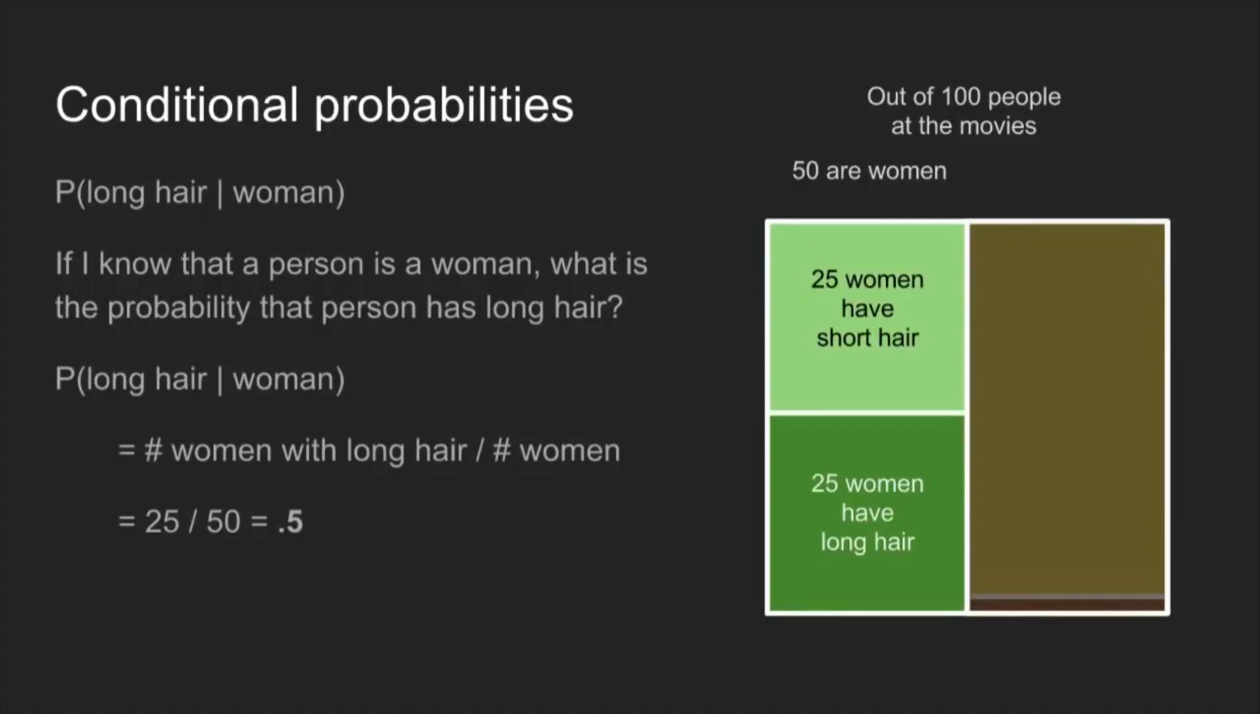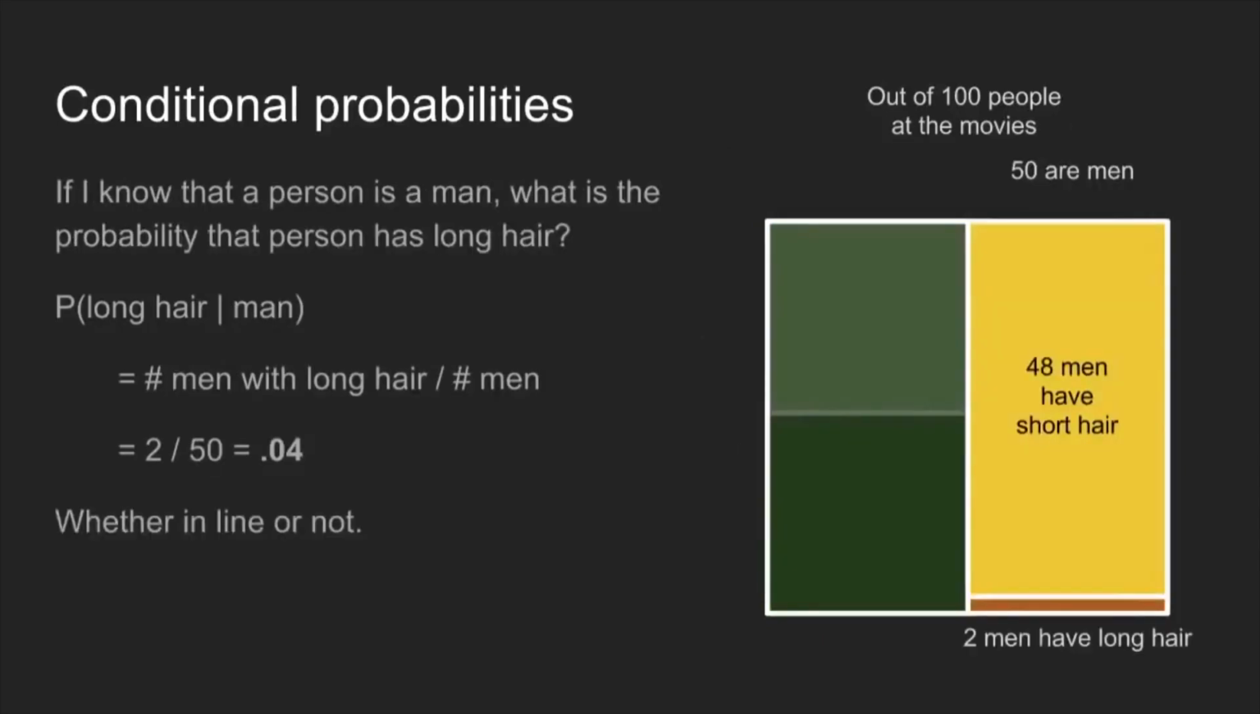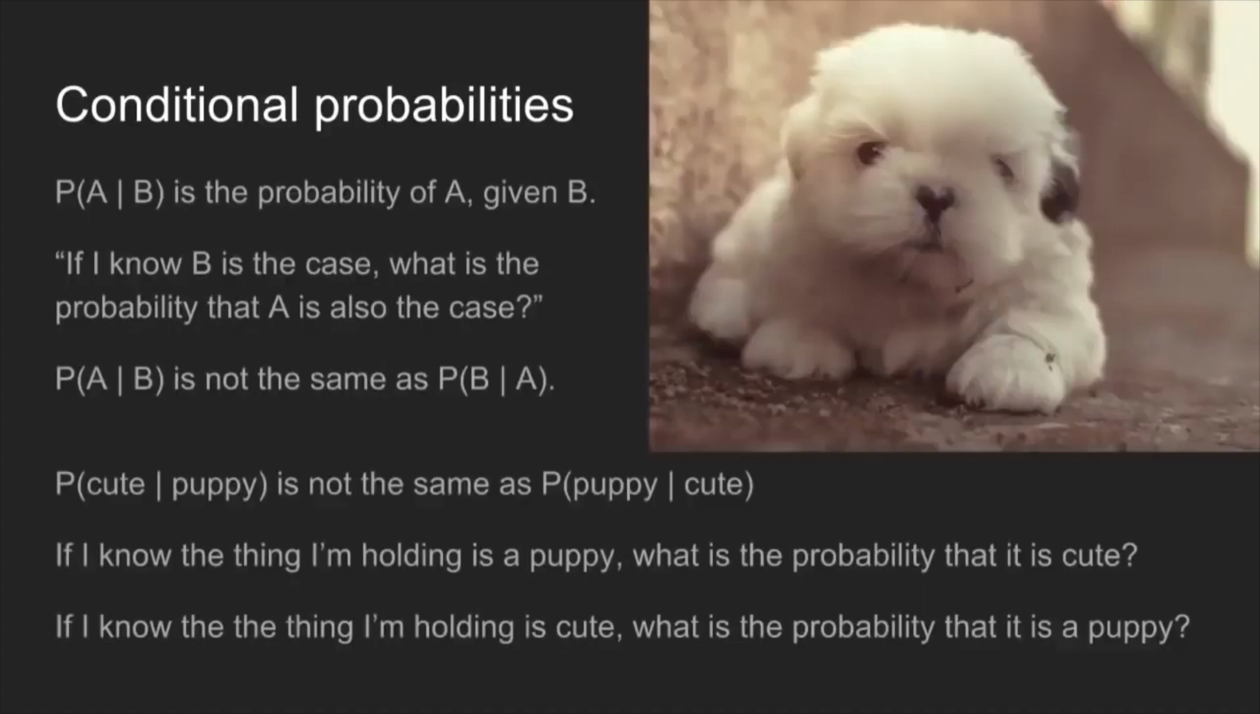To get this, we just divide the number of women with long hair by the total number of women, 50%. And this doesn't change whether there's 50 women in your group or 2 women in the group. Still, if we know that a person is a woman, the probability that they have long hair is 50%. We can do the same thing with men. Probability that someone has long hair given that they're a man is 4%. So conditional probabilities: if I know that B is the case, what's the probability that A is also the case? You can't reverse B and A and have this be true.